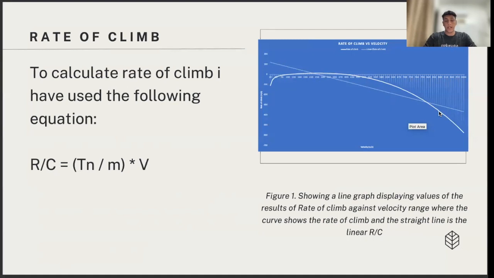So at first I calculated the rate of climb using the equation Tn over m times v, where Tn is the thrust available and v will be the velocity at such instant. Here is the first plot, the rate of climb versus velocity. As you can see, there are two lines. There is a curve and a straight line. The curve is the rate of climb, and the straight line is also rate of climb, but the linear relationship.